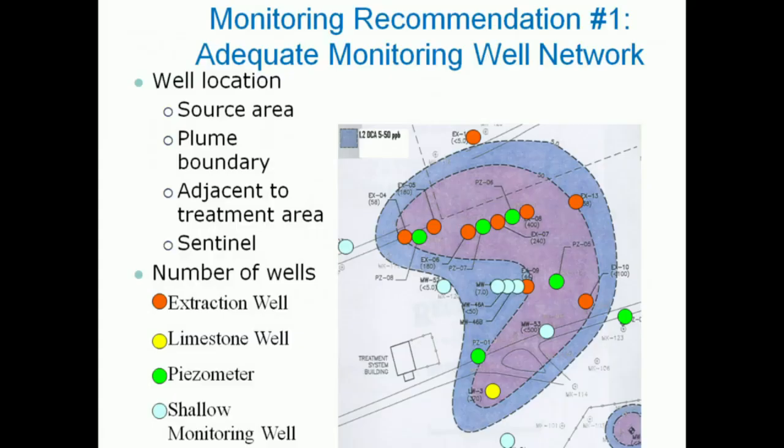It has a pretty good network for the shallow aquifer, and it has a pretty good number of extraction wells and piezometers. But there's only one yellow dot towards the bottom. And I'm afraid that's not quite enough for me.